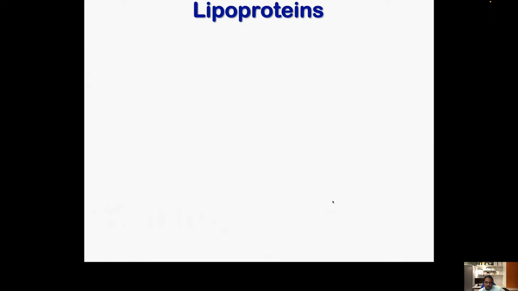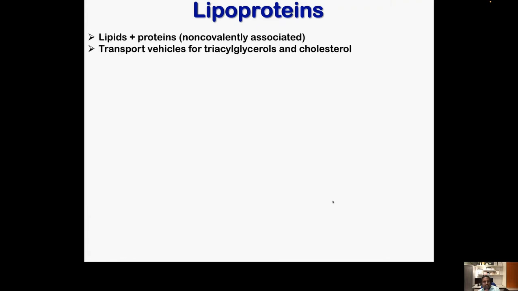Okay, so now we are moving on to lipoproteins. So what are lipoproteins? The name itself suggests that it's got a lipid component plus a protein component. Okay, so both lipids and the proteins are non-covalently associated in order to make lipoproteins. So these lipoproteins are acting as cargo vehicles. Okay, like trucks you will see on motorways all the time.